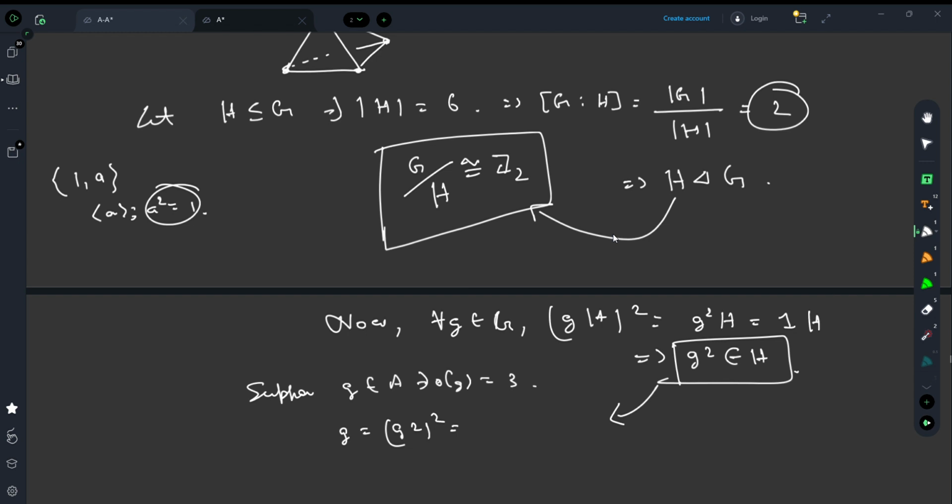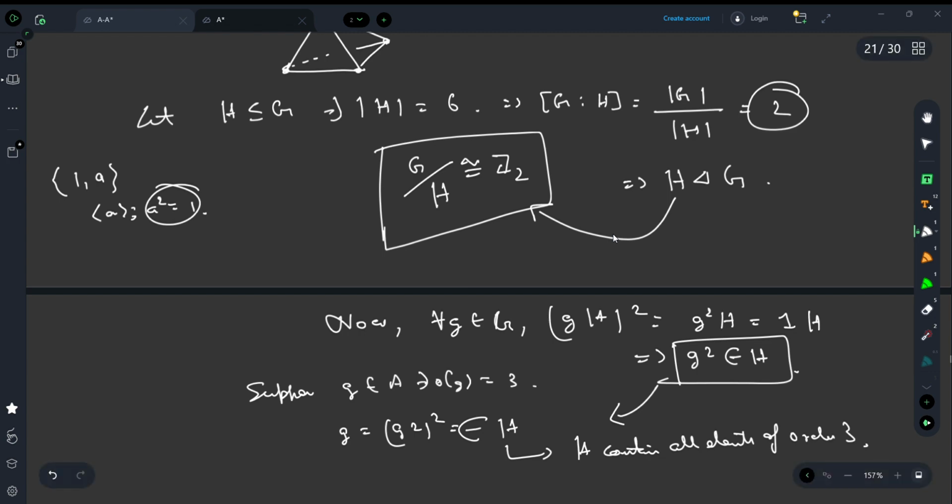But this is the square of g square. Now g square is in H, so its square will also be in H, so this must be an element of H, right? So in other words, H contains all elements of order 3, right? But if you carefully observe the collection of all symmetries of a regular tetrahedron, there are exactly 8 distinct elements of order 3. 8 distinct elements of order 3.